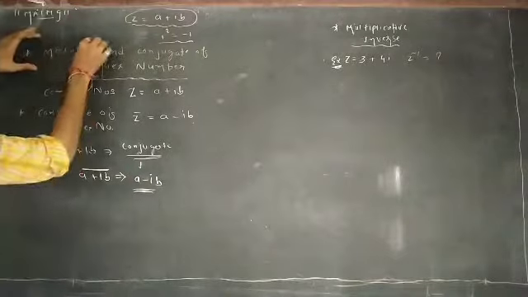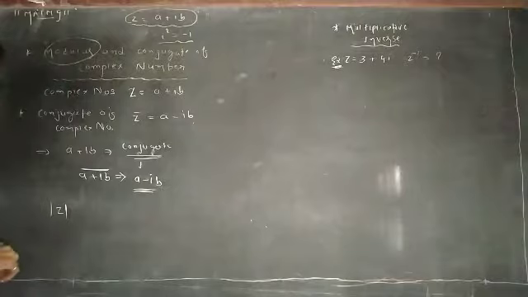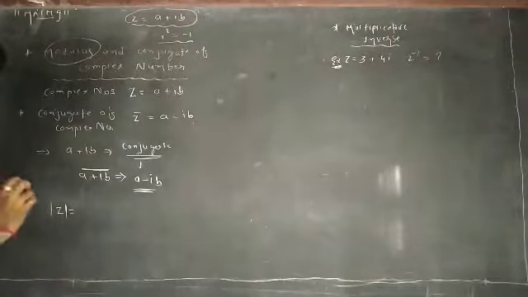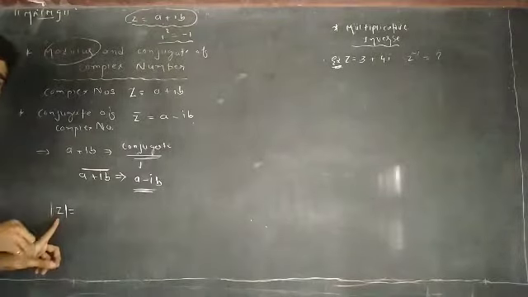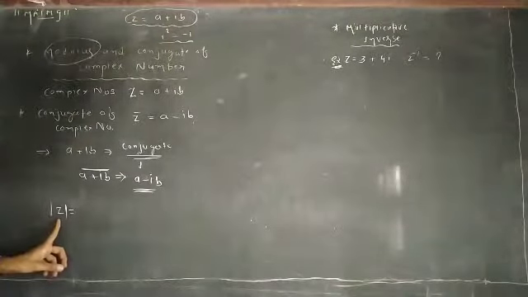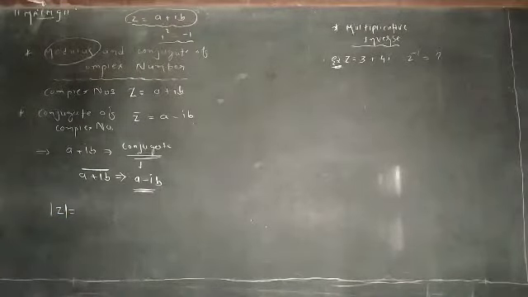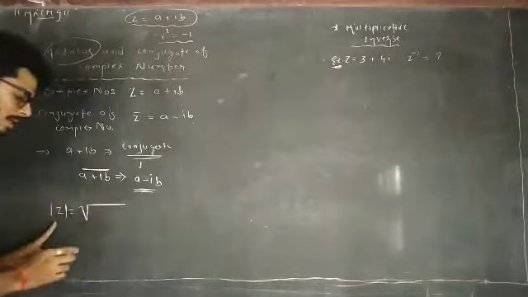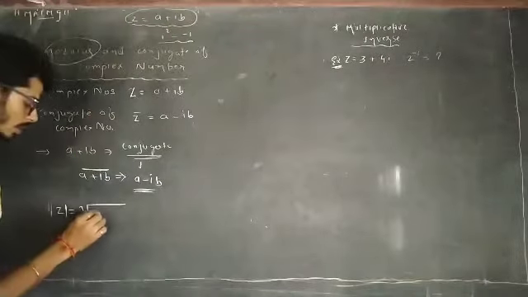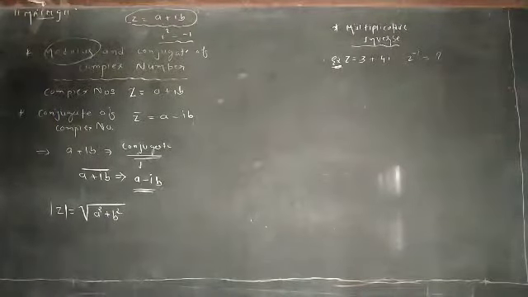Then we talk about modulus. Modulus means mod. As we know, in any number, whether positive or negative, the mod will give us only a positive value. But over here the mod is given for z. For z is equal to a plus ib, the modulus is under root a square plus b square.